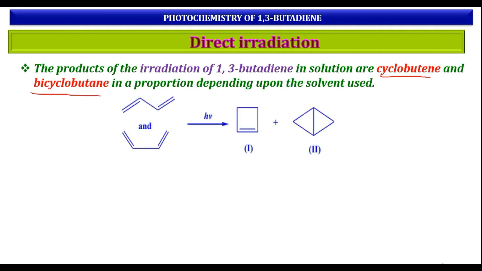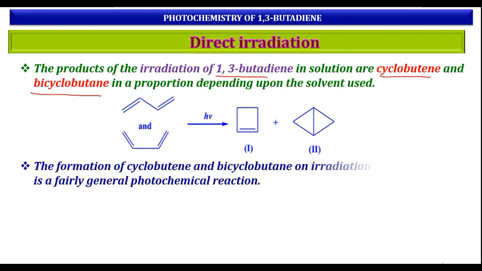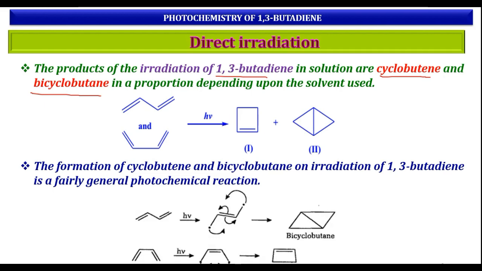You can see here, when you start the reaction with 1,3-butadiene, it gives the products cyclobutene and bicyclobutane. Two rings are there, that's why it is called bicyclo, and the number of carbons is 4, that's why butane. So friends, it is a general photochemical reaction. Let's see the mechanism. So the S-trans isomer is there.